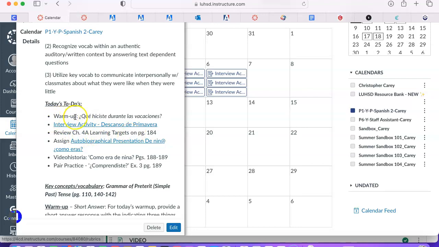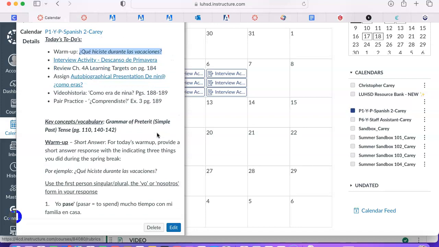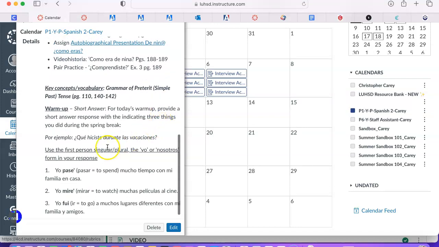Let's start with the warm-up first and foremost. ¿Qué hiciste durante las vacaciones? The question that everybody is asking in this first day back from spring break. ¿Qué hiciste durante las vacaciones? What did you do during the vacation? For today's warm-up, provide a short answer response indicating 3 things you did during spring break.